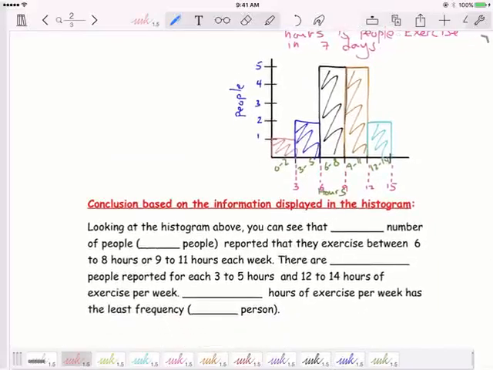Looking at the histogram above, you can see that the same amount of people, 5 people, reported that they exercise between 6 to 8 hours or 9 to 11 hours each week. There are 2 people reported for each 3 to 5 and 12 to 14 hours of exercise per week. And 0 to 2 hours of exercise per week has the least frequency, which is only reported by 1 person.